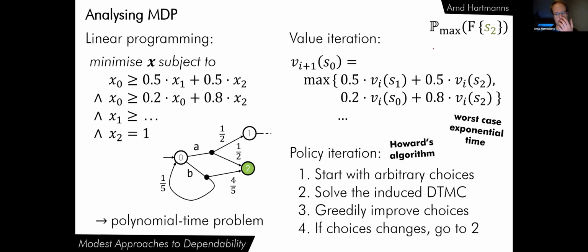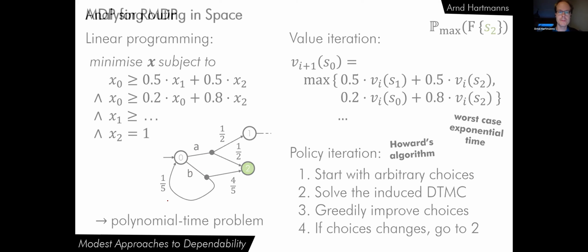I think some people call it Howard's algorithm, which is that you iteratively improve the choices. So you start with saying, okay, I always do A, and then you may figure out by looking at the DTMC that happens if you get rid of the other choices, see what is the outcome, improve your choices, and then do this in a fixed point computation. Good, just to give a brief hint.